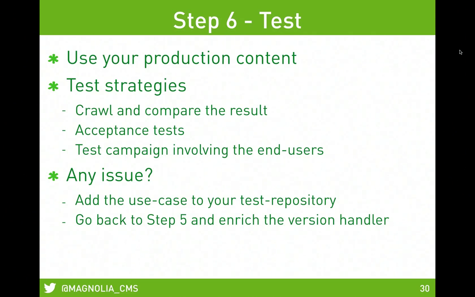Now it's time to test. Please, at this time, use your production content. Then you have different test strategies depending on how mature you are with the migration project. You can decide to just crawl automatically your website and compare the result between a Magnolia 4.4 and the Magnolia 4.5. You can also run some functional acceptance tests, or you can decide to run a full test campaign, which will involve all your end users. If you find any issue, please add this use case to your test repository and get back to step 5 to enrich the version handler.